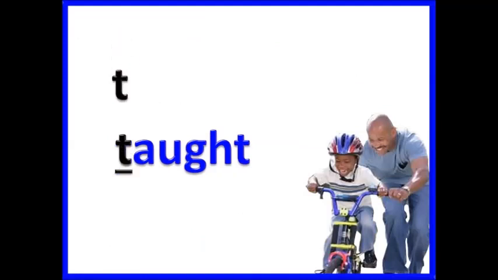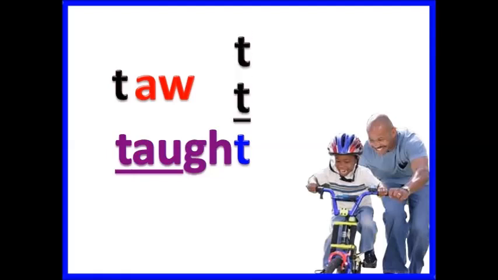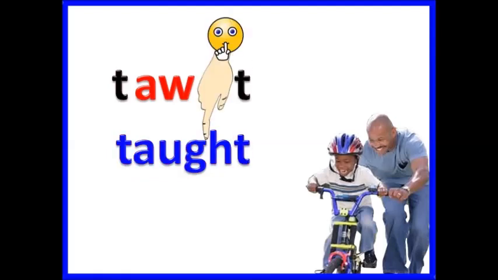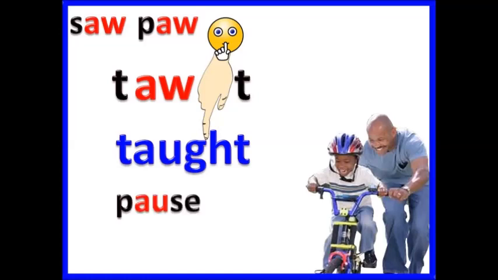Taught. GH is silent. GH makes no sound. But you see the AU? The AU says ah, the same sound as the AW makes, like saw and paw. Like the AU in pause and cause. AU and AW make the same sound.